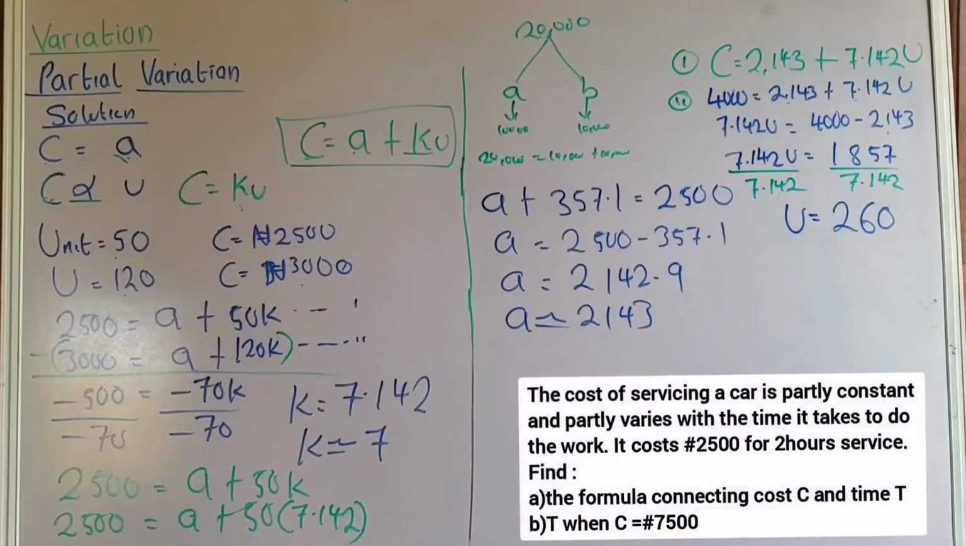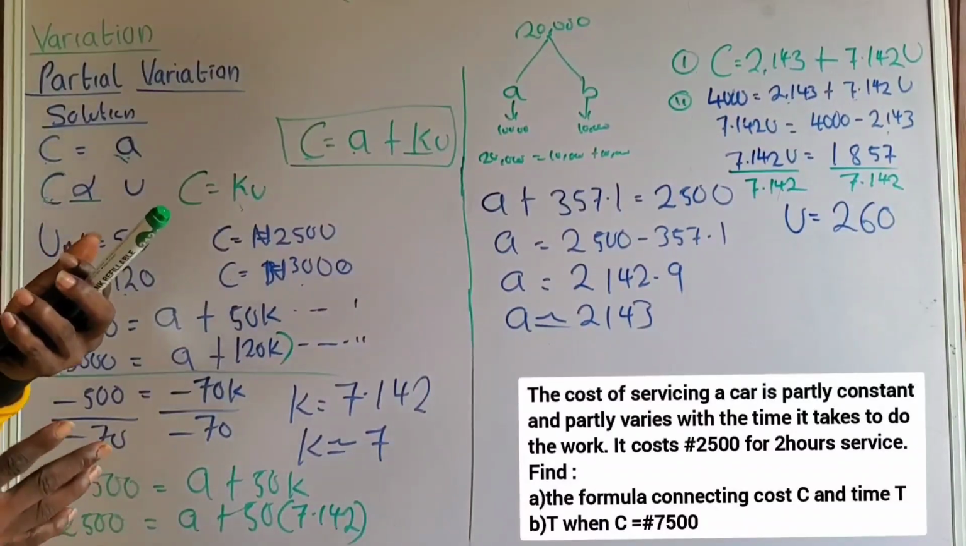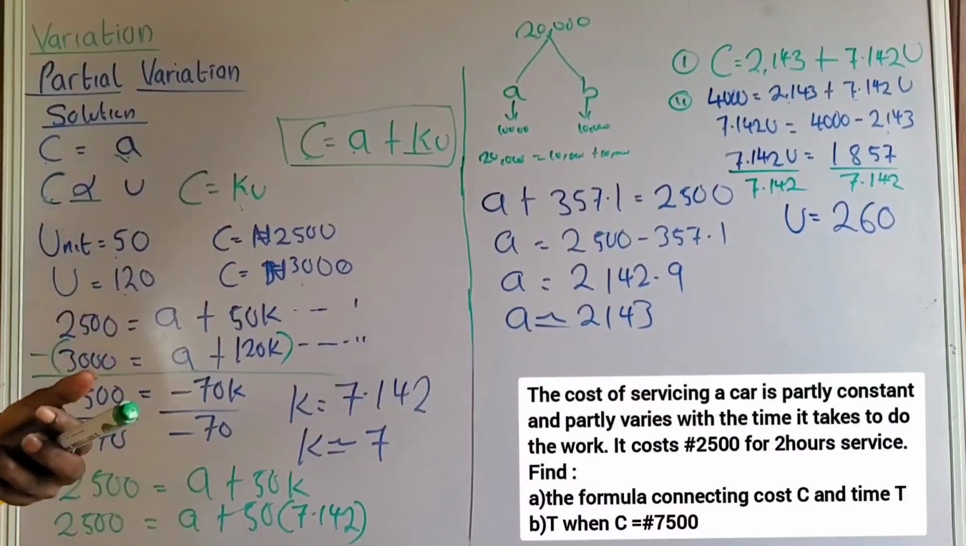The cost of servicing a car is partly constant and partly varies with the time it takes to do the work. It costs 2,500 naira for 2 hours service and 4,000 naira for 3.5 hours service. Find the formula connecting the cost C and the time T. And the second question under that is to find T when C equals 7,500 naira.